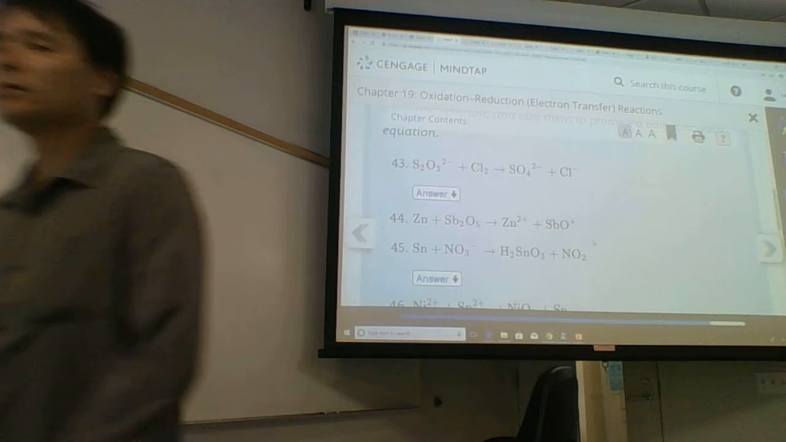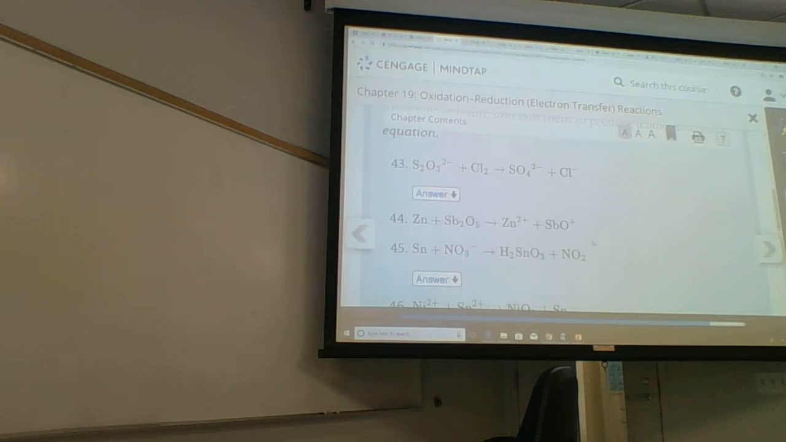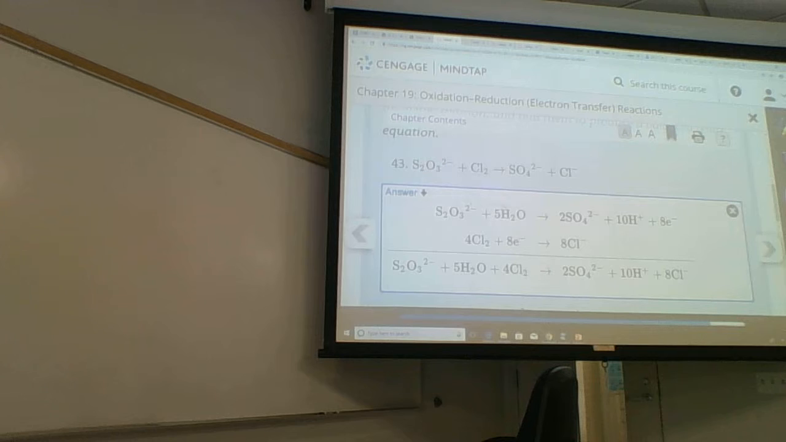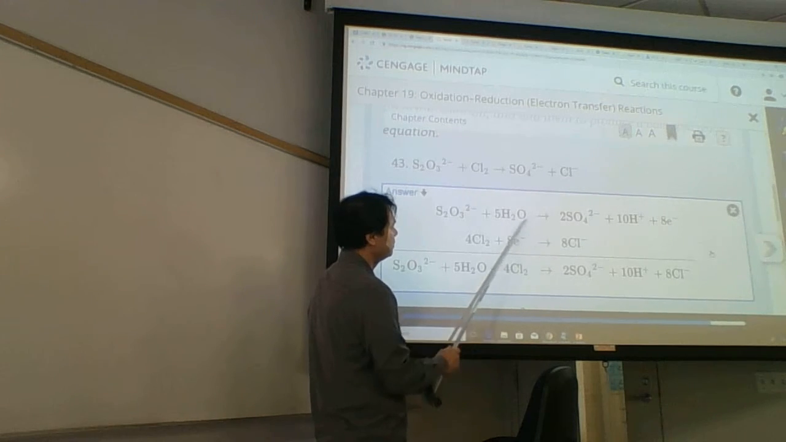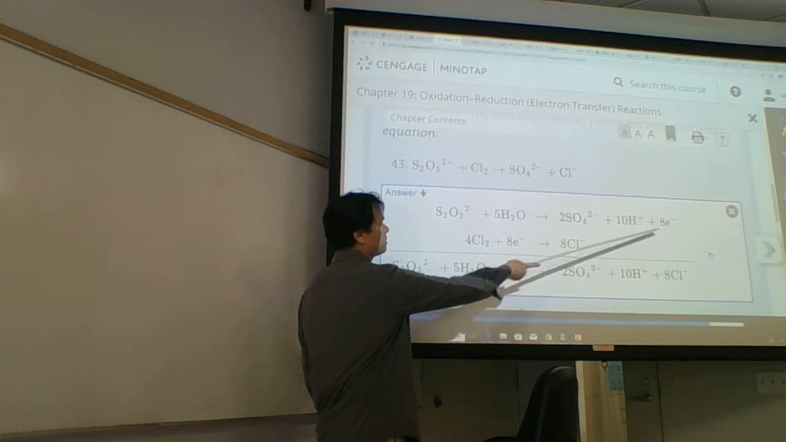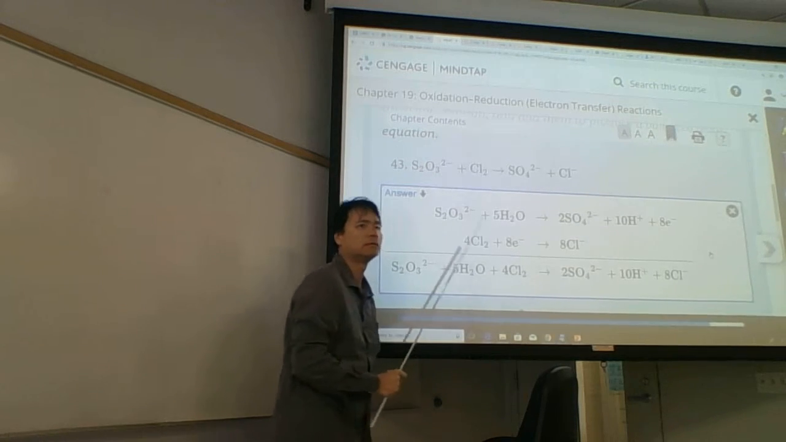I don't know if they went through all the steps here. Let's see if they did. They didn't go through all the steps. They skipped it. And eventually, this one we just copy off the chart. This one you balance using the technique: adding waters, adding H plus, and adding electrons. Balance.